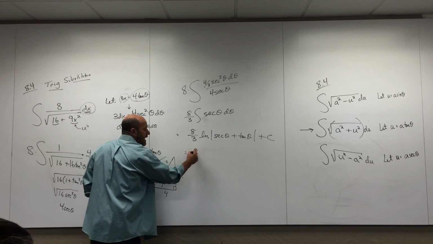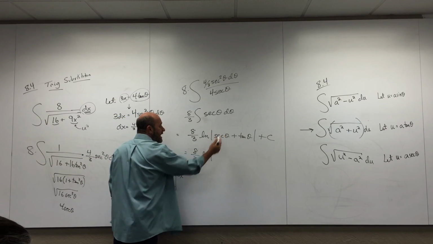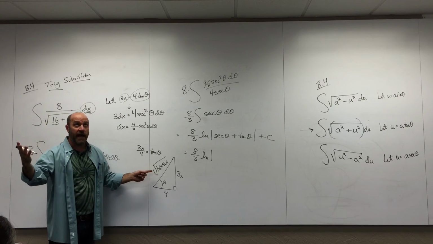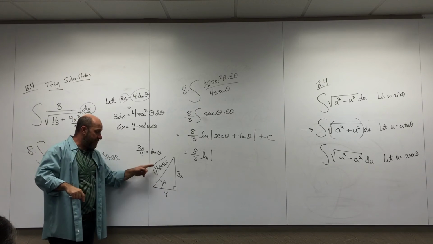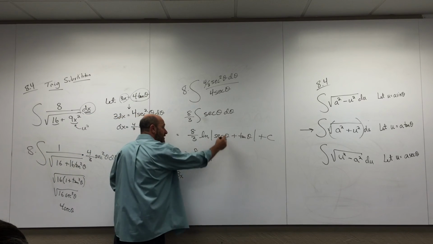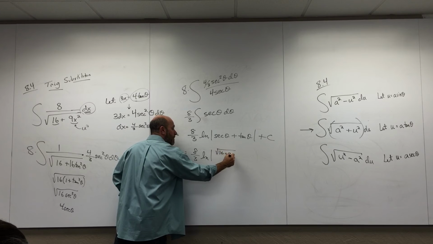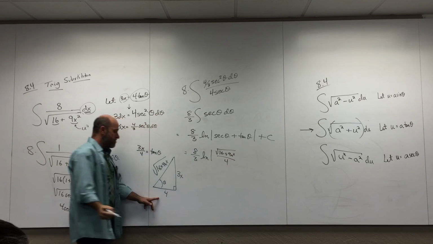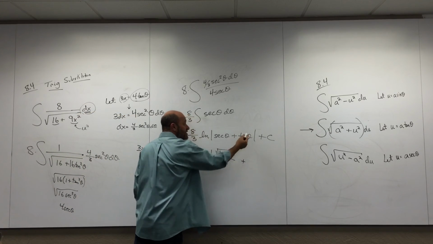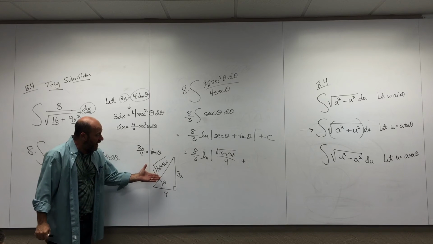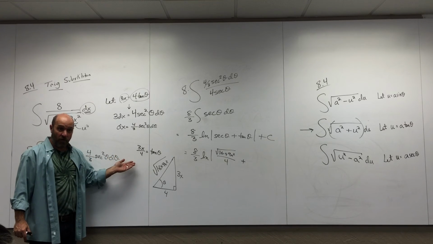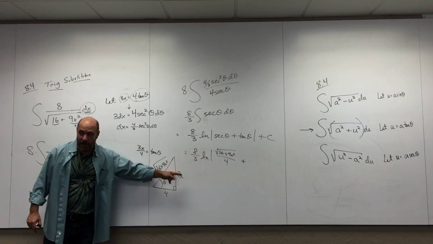Here I go. 8/3, the natural log of secant theta. What is secant theta? Secant theta is the reciprocal of cosine. Cosine would be adjacent over hypotenuse. So secant must be hypotenuse over adjacent. So here comes the secant of theta. It's the hypotenuse over the adjacent. Plus the tangent of theta. The truth is, I can see it in the triangle, but it is stated right here. The tangent of theta is 3x over 4, opposite over adjacent.